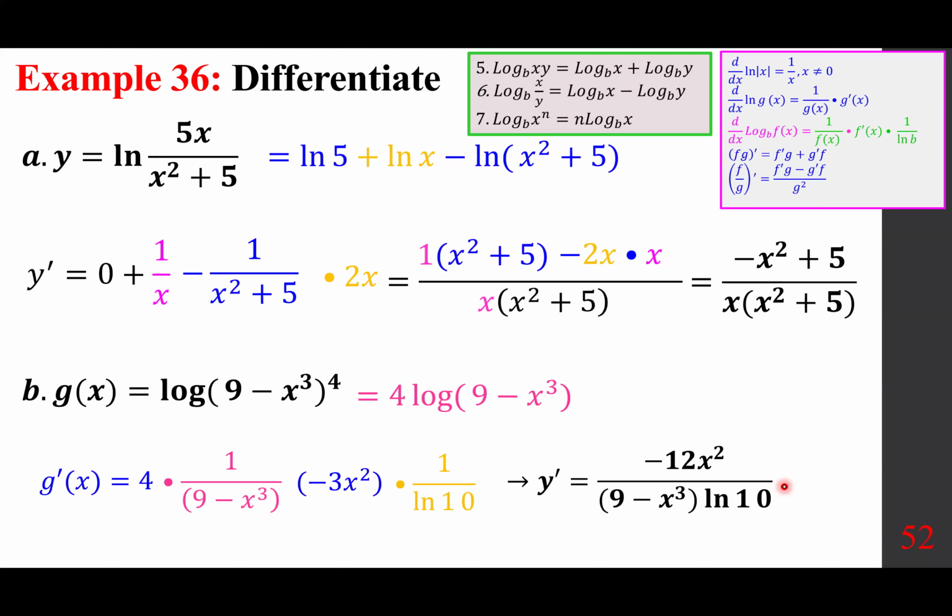A quick recap. First, we put the 4 in front. That's number 7, algebra. Then we do the differentiation, calculus. The 4 remains, so 1 over f of x, 1 over the argument 9 minus x cubed, times f prime of x, the derivative of that, which is negative 3x squared, times 1 over ln of the base. The base is 10, 1 over ln 10, and then obviously you put it together so you can see what we have here.